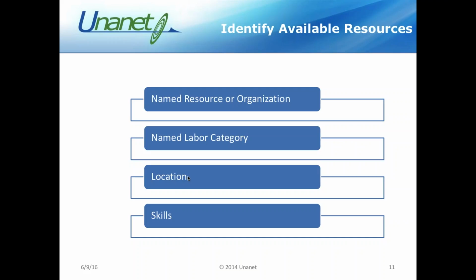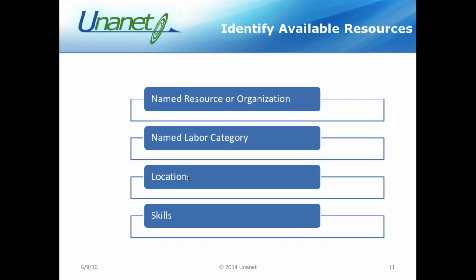In addition, the location. You can look for people that are located in Florida versus Dulles, Virginia, or California, because you have work to do at the customer site, so you want to see who you can plan on the project that's local to that customer work.